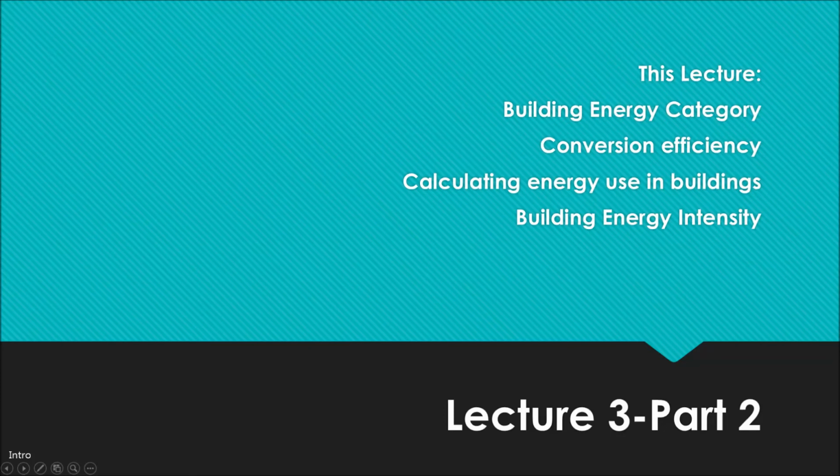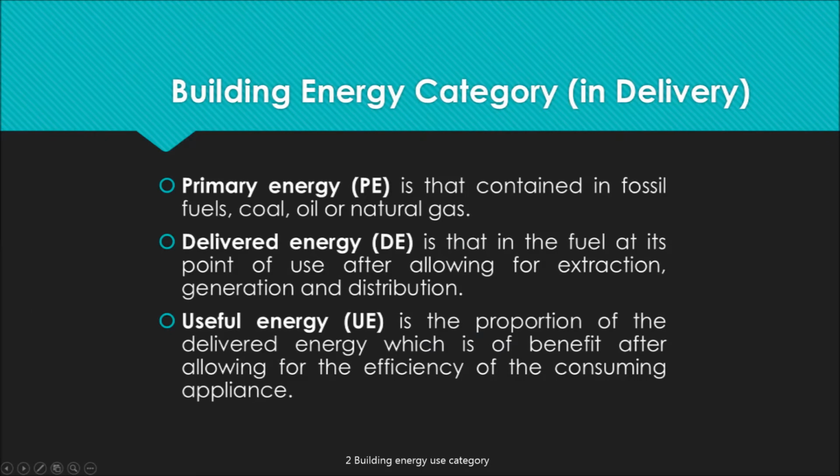In this lecture, I will be talking about building energy categories, conversion efficiency, calculating energy use in buildings, and building energy intensity. At the outset, building energy use can be classified into three main categories. First is the primary energy, that contained in fossil fuels: coal, oil, or natural gas. These are the raw energy that can be found in nature.